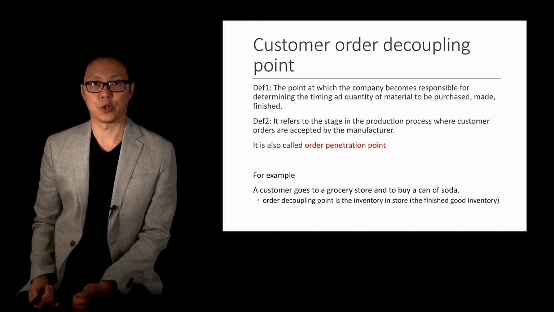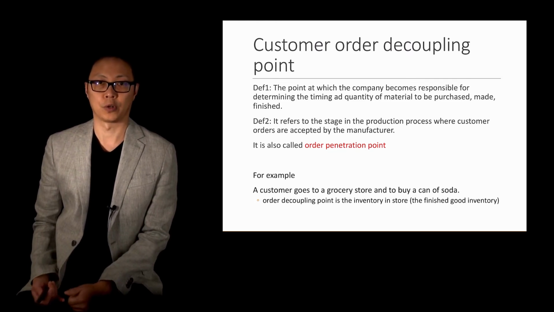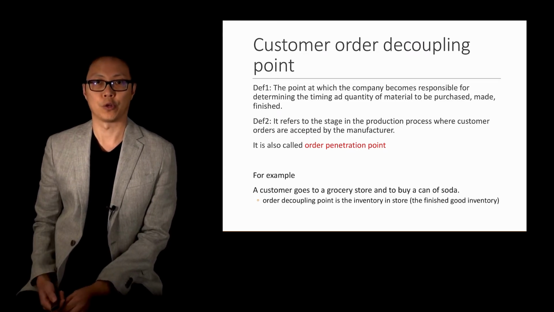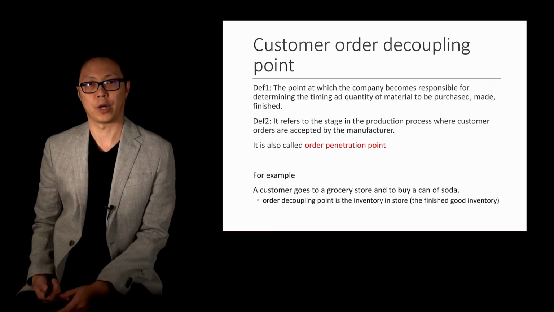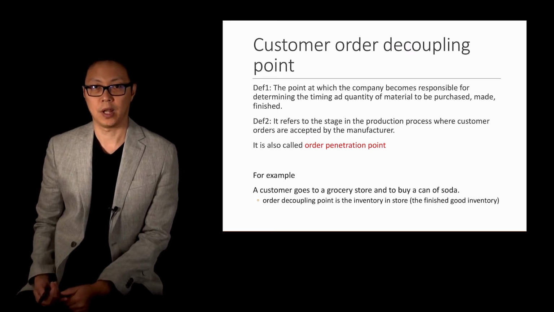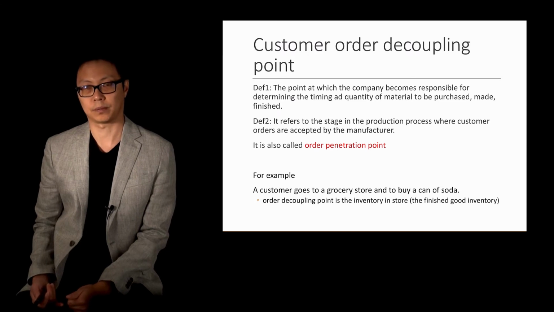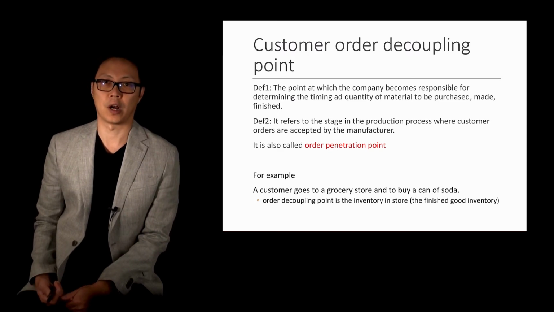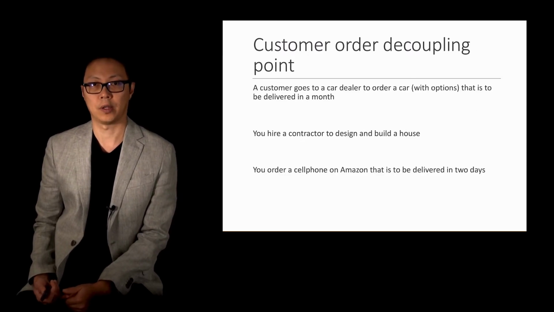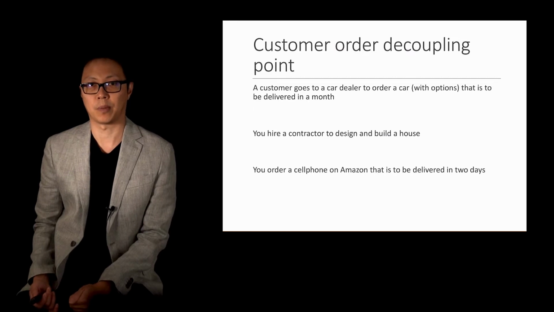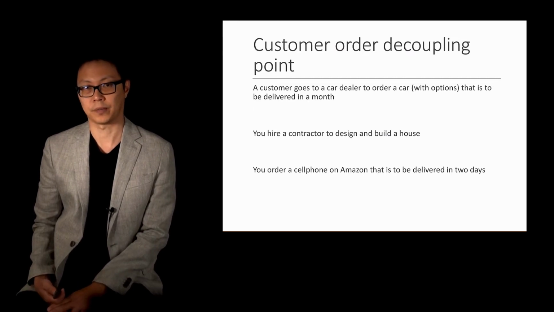In other textbooks, order decoupling point is also referred to as the order penetration point. For example, when you go to the grocery store and try to buy some toilet papers, the order decoupling point is the inventories in store. When you go to the car dealer to order a new car that is not in their parking lot, then the order penetration point is the work in process part on their production line.